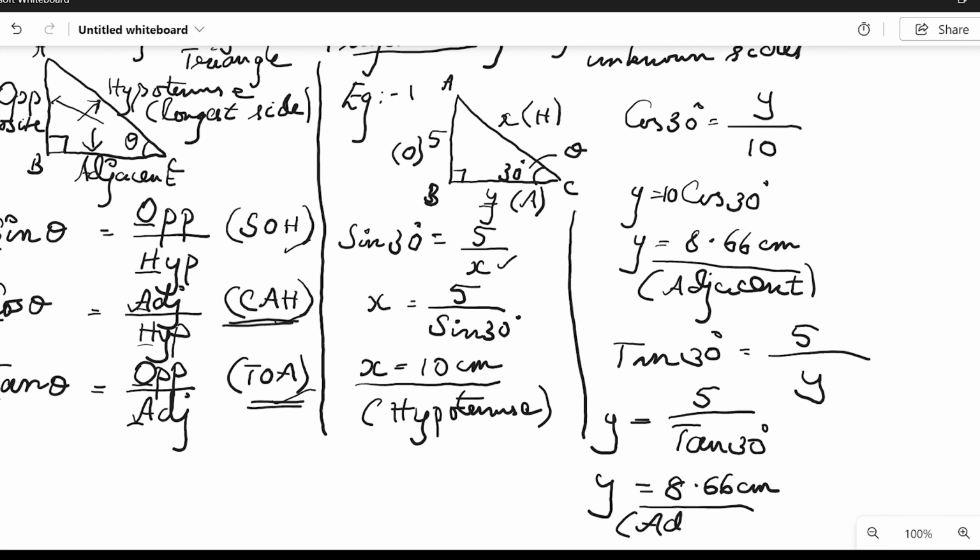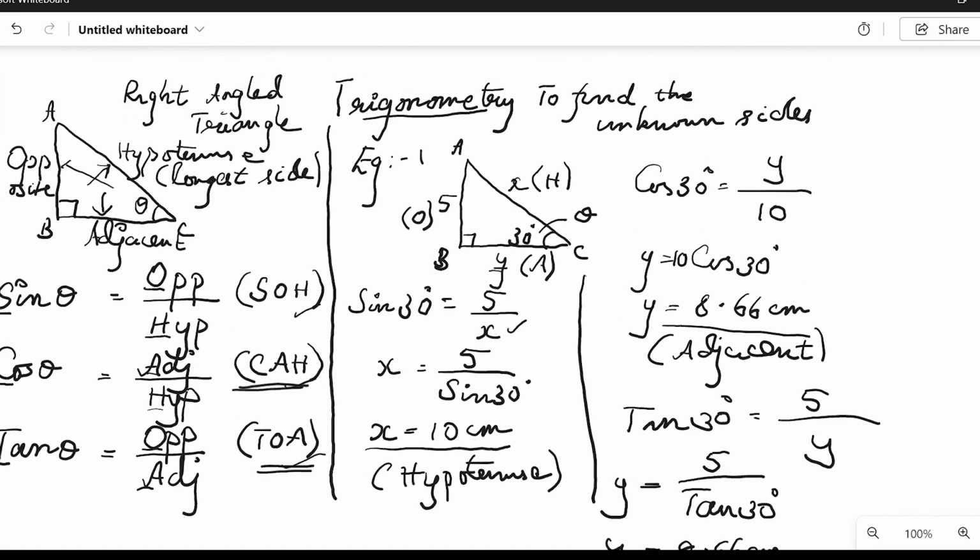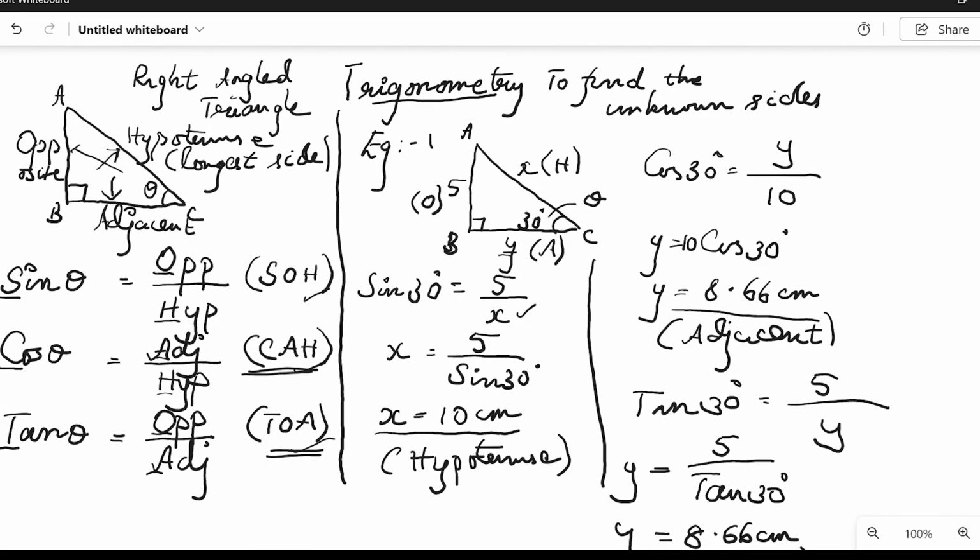I hope this video has helped you find the unknown side in a right angle triangle when you know one angle and one side. Hope this video helps you to learn the basics of trigonometry. It's not only used in right angle triangles but also in non-right angle triangles.